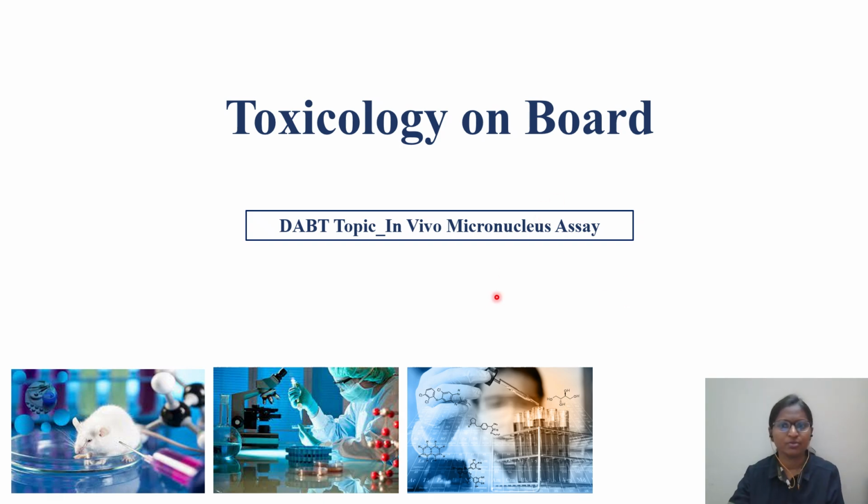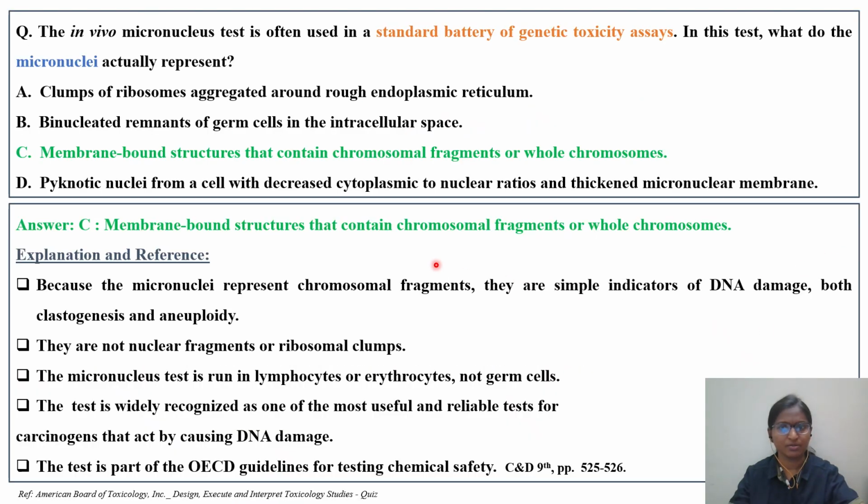Today in this video we'll discuss another DABT topic, that is the in vivo micronucleus assay. So let's directly dive into the question. The in vivo micronucleus test is often used in a standard battery of genetic toxicity assays. In this test, what do the micronuclei actually represent? We need to identify the characteristic or the nature of these micronuclei.